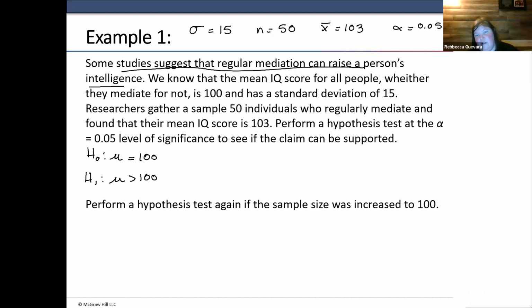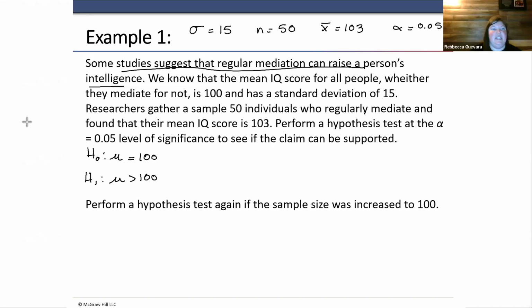So we are going to run through this problem again, as you see here, because we're going to perform this hypothesis test at a sample size of 50. So we already kind of did this once before, but we know that if alpha is 0.05, we know that we have a right tail test.